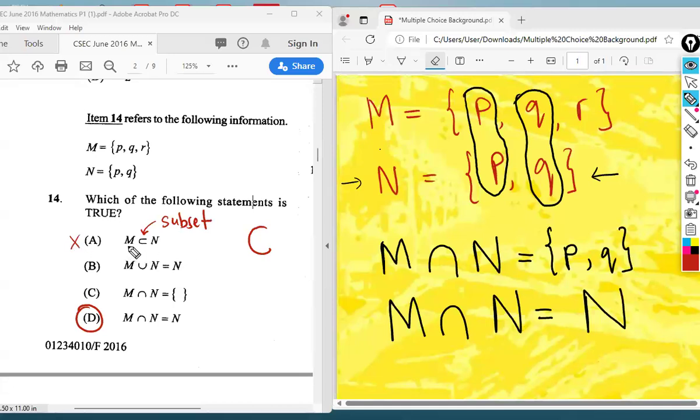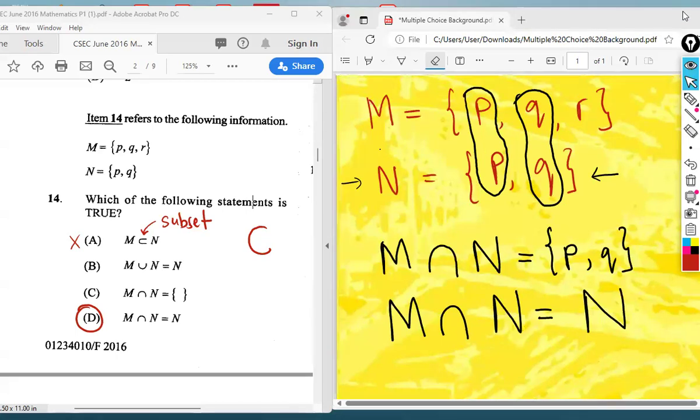What they are saying is M is a subset of N. I want somebody to tell me why A is wrong. A is actually almost correct, yeah? But something is slightly wrong with it. A could have almost been the answer. Let me know in the chat.